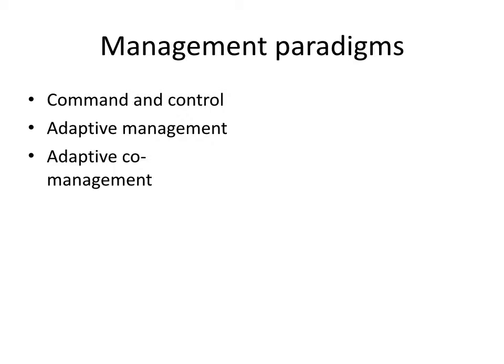The next was another step in thinking, from command and control to what we call adaptive management, to respond to some of the weaknesses in the command and control approach. And then we have adaptive co-management, which essentially tries to take adaptive management and incorporate the needs and activities of local human populations in the management of natural resources.